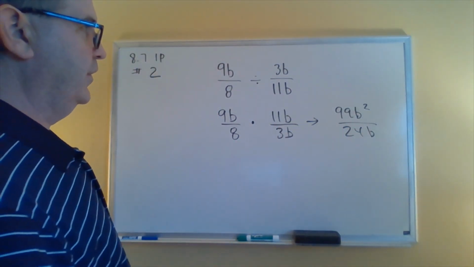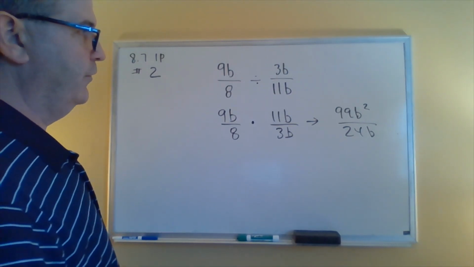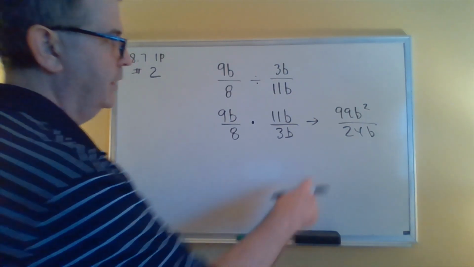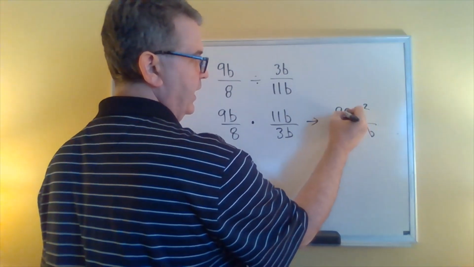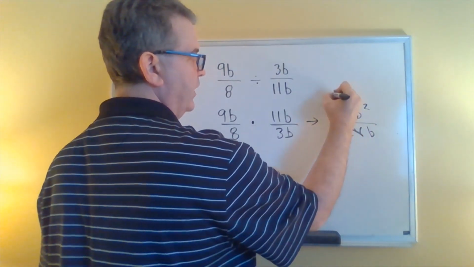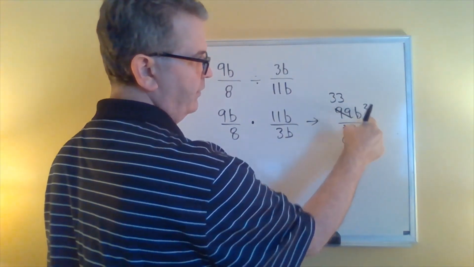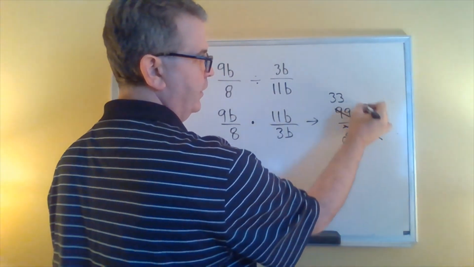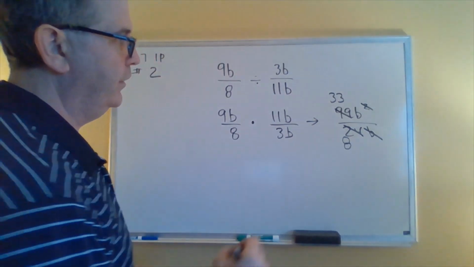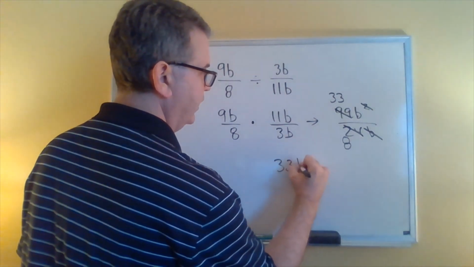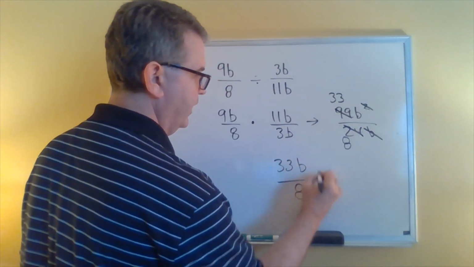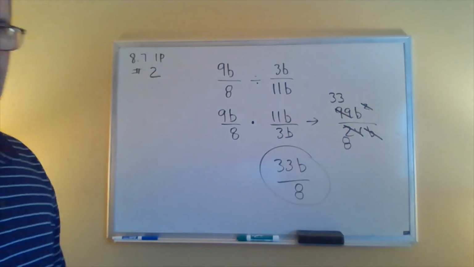So now we need to simplify. If I were to pull a common factor out of the top and the bottom, 99 and 24, I can pull a 3 out of there. So I'll have 33 over 8. If I have b squared over b, I can just rewrite that as b in the numerator. So I'm going to have 33b over 8 for my answer to number 2.